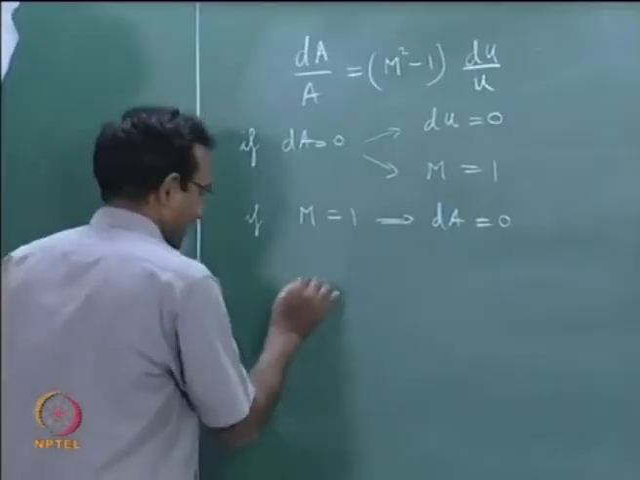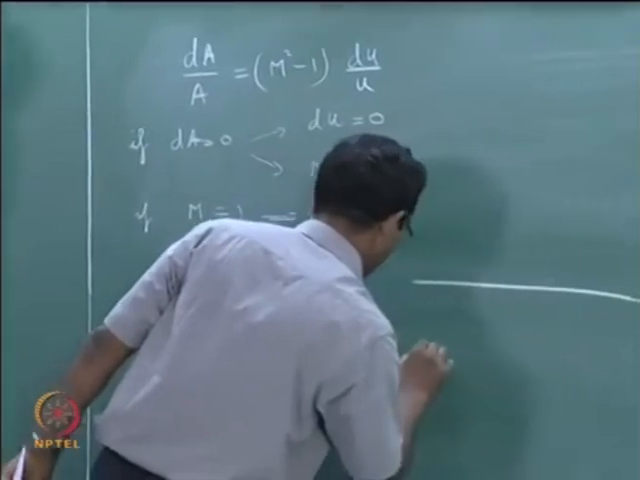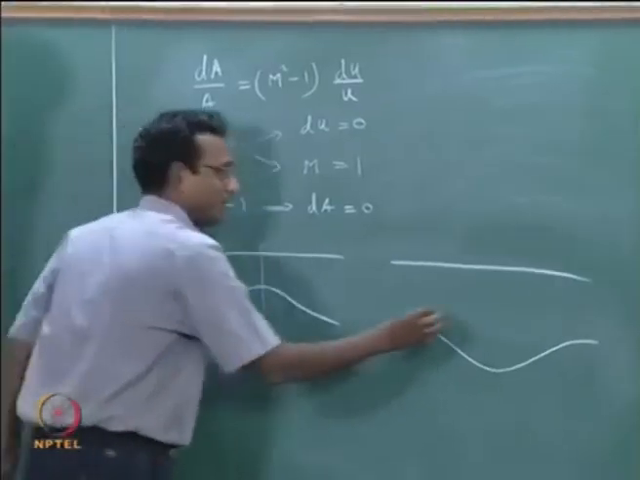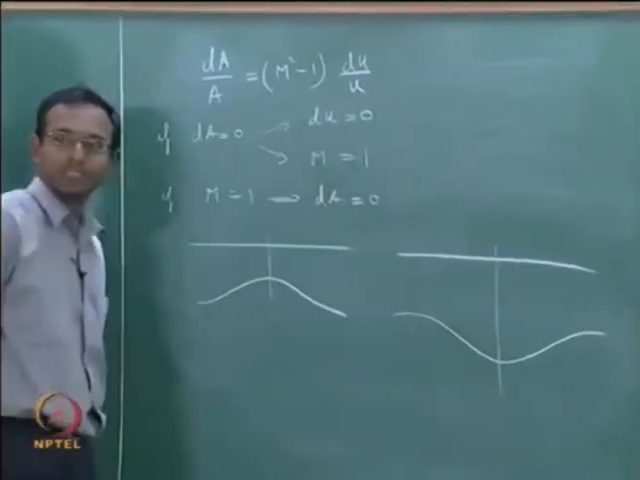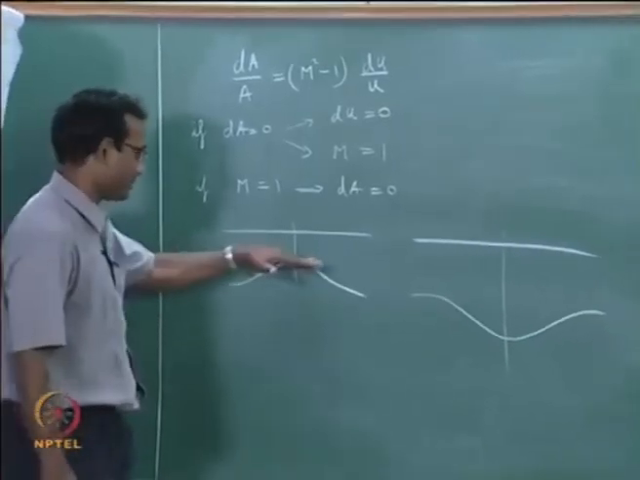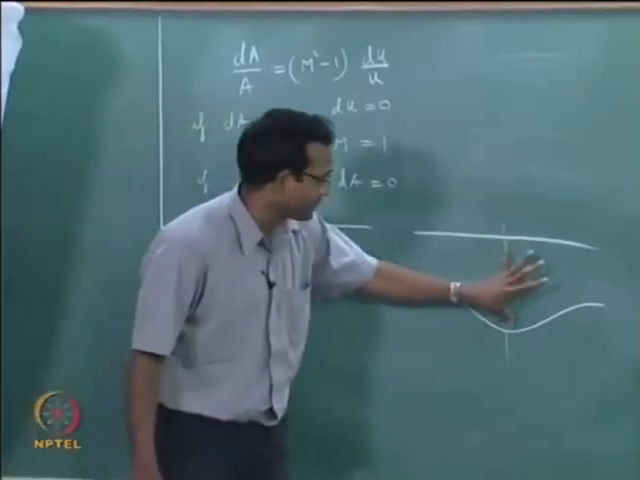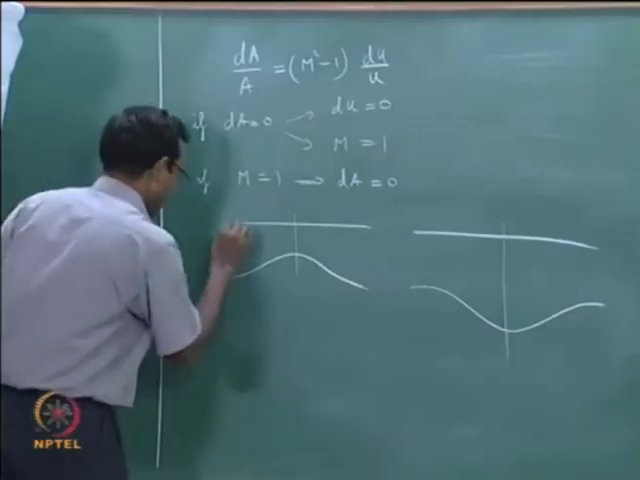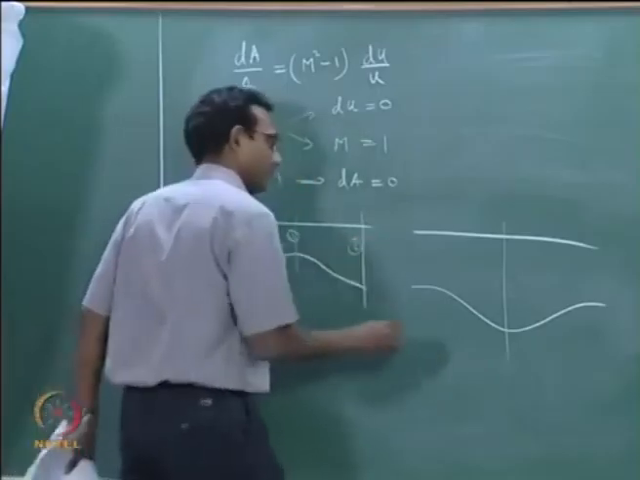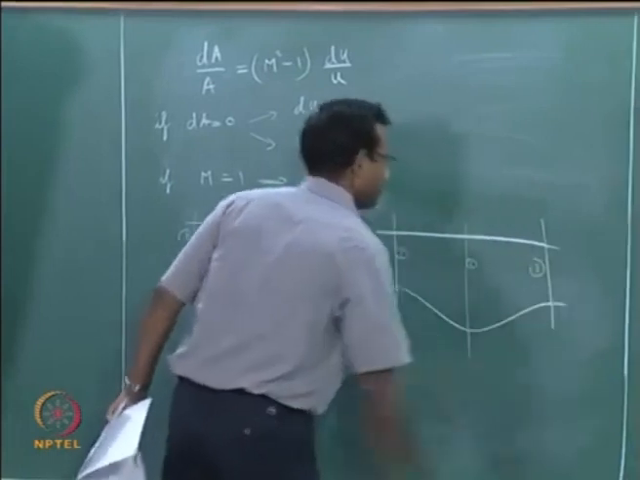If I pick an example like this, and another case where it is this, I am going to have dA is 0 at these two places. Both these places the slope of area change is 0, right, because the slope is 0 here. It is as if locally it is a constant area duct here, same thing in this place. Okay. So now I am going to label them 1, 2 and 3. Here also we will do the same thing, 1, 2 and 3. Okay.